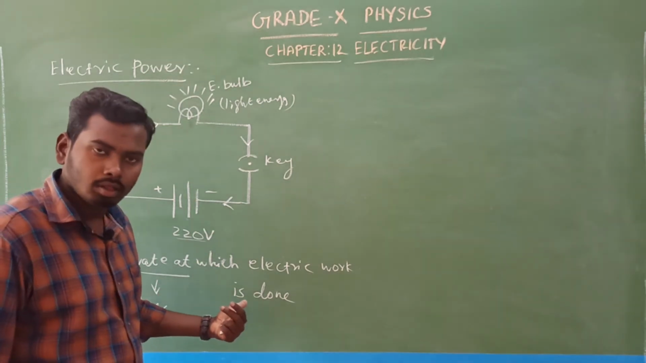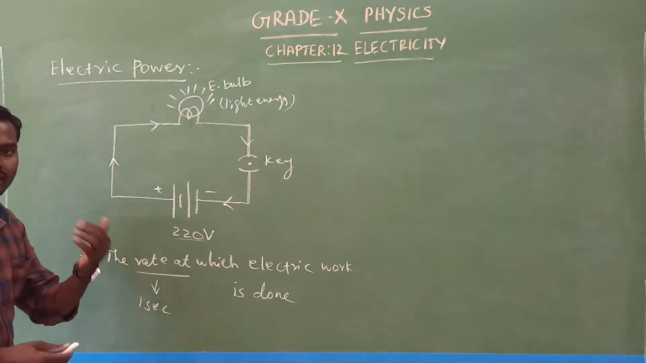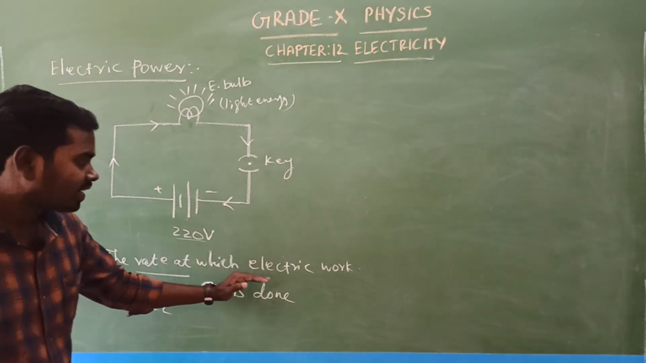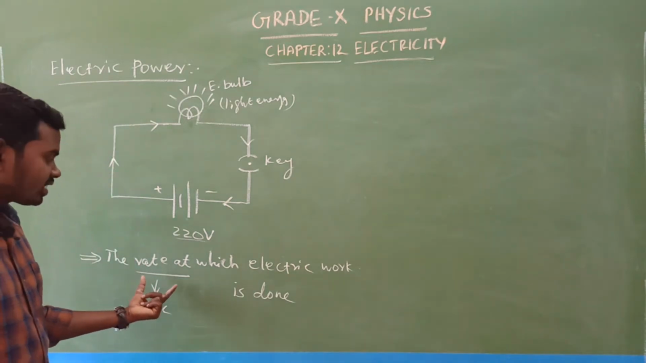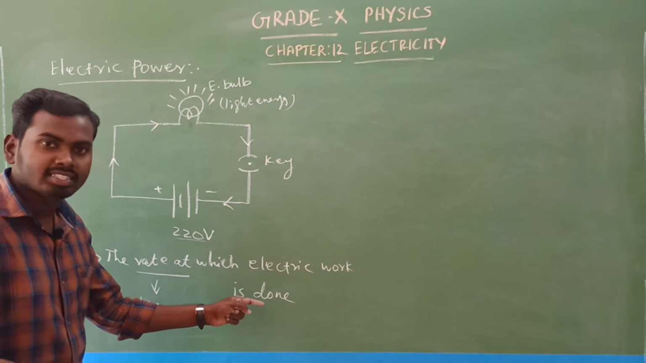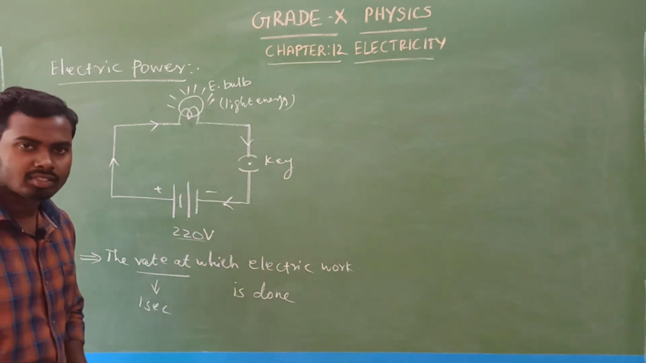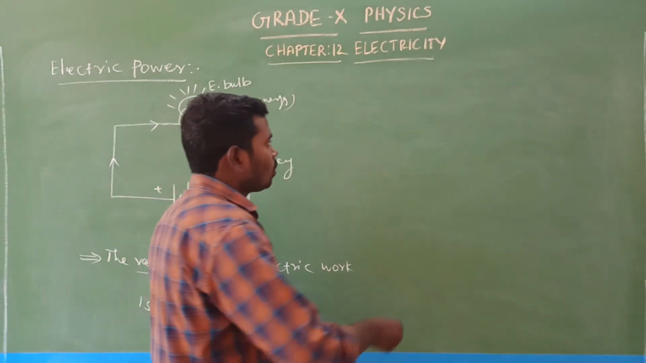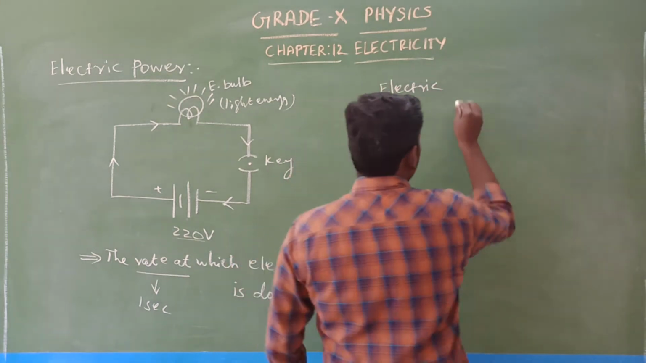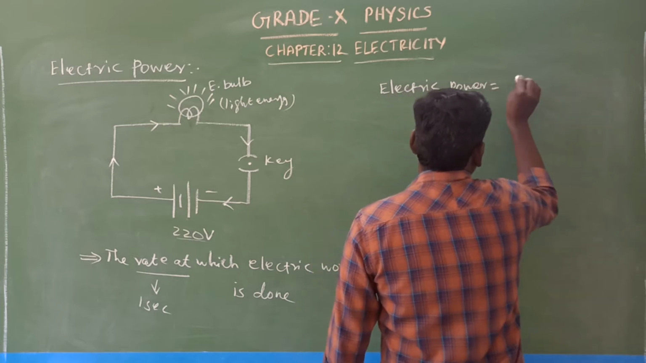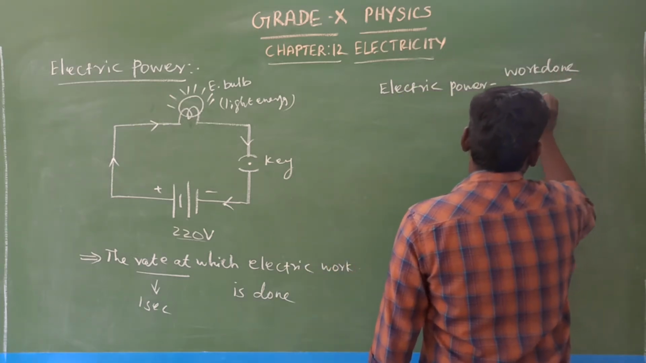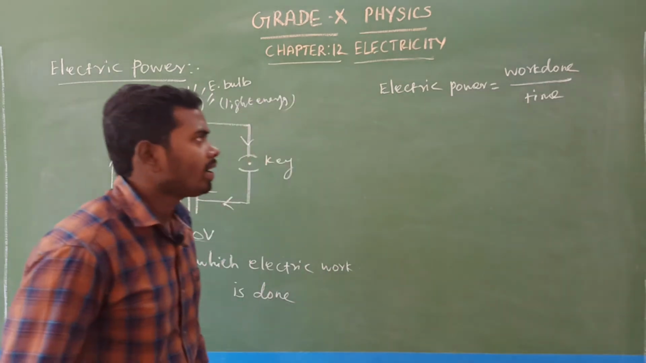power. Very easy one. So we can write, note this point, the rate at which electric work is done. In terms of physics, the word rate means per second. Per second, how much electric work is done? That is called electric power. So we can write electric power, or generally we say power, which is equal to work done divided by time taken.